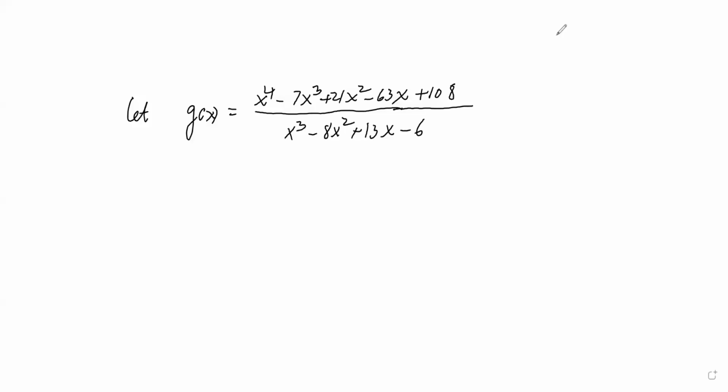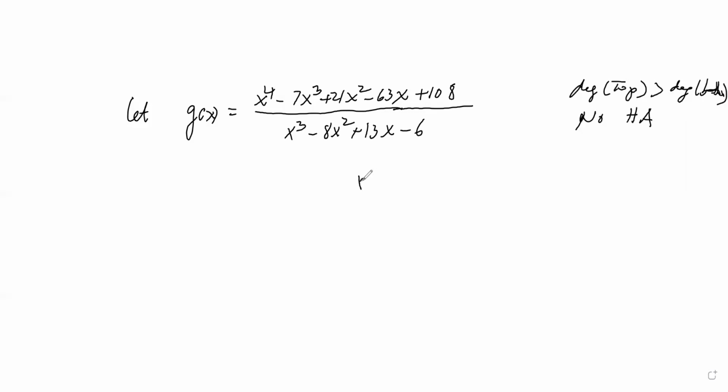So since the degree of the top polynomial is bigger than the degree of the bottom polynomial, we're going to divide to find the slant asymptote. A slant asymptote exists in this case, so we're not going to have a horizontal asymptote for this problem, because the degree of the top is greater than the degree of the bottom. In this case we don't have a horizontal asymptote, but we do have a slant asymptote, and we can find that by long division.